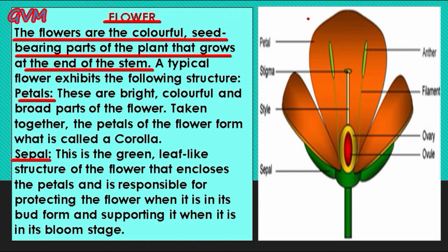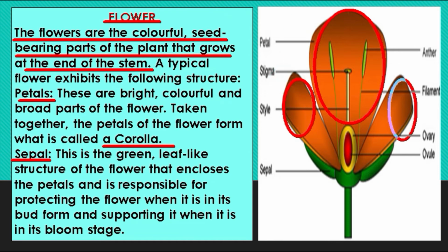Students, petals are the bright, colorful and broad part of the flower, as you can see here in this figure, this one here. And students, there may be 4 or more than 4 petals in a flower. And students, all the petals of a flower are jointly called a corolla. As you can see here, there are 3 petals in this flower, this one and this one. So all these 3 petals together are called the corolla.